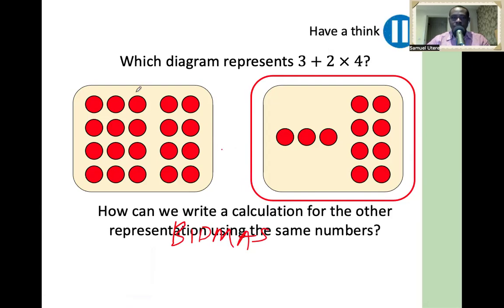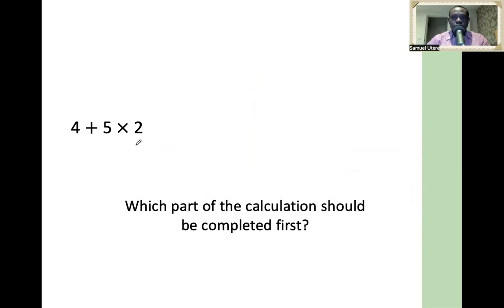This one here can be represented as this. So what does it mean? I have 3, I have 2, adding 2 to it, and then I need to multiply it by 4. So I have 4 rows of it. Let's now start using what we call order of operations, or BIDMAS. So which part of the calculation should you do first? What do you think? Now, assuming I haven't told you anything about order of operations, which part of the calculation would you do first?